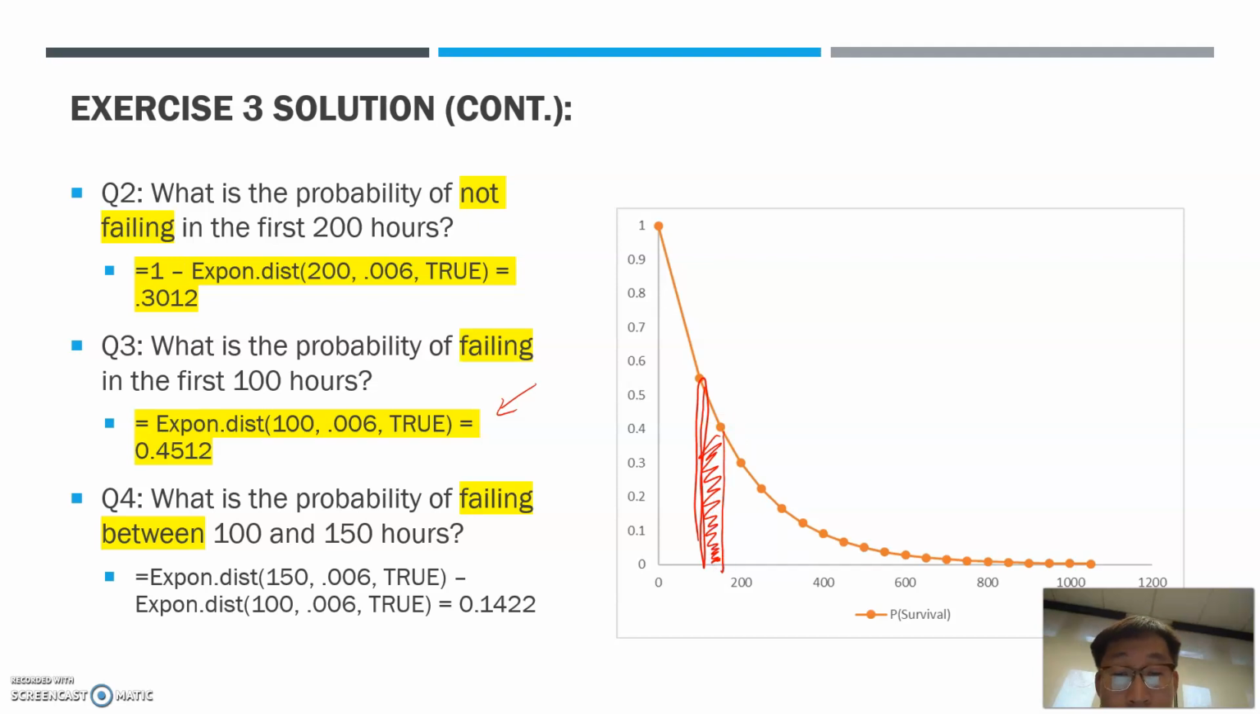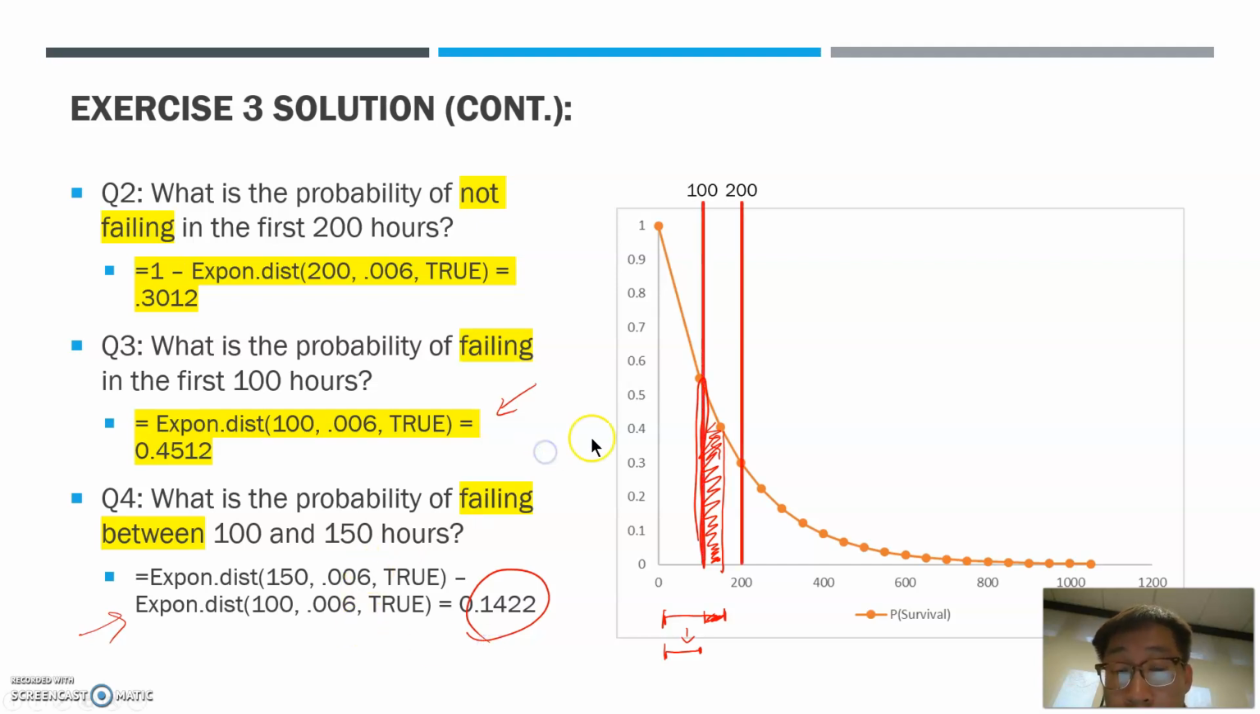If you look at the Excel formula, it's very easy. You get this probability first, and then you get this probability next. You subtract it. This is the probability you need, which is here, which is 14%. I hope this makes sense to you. I've done the drawing here already.